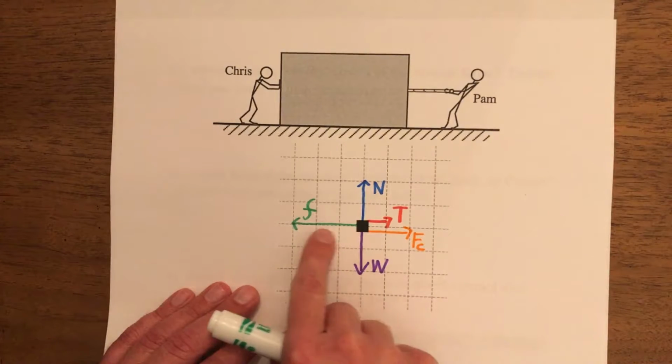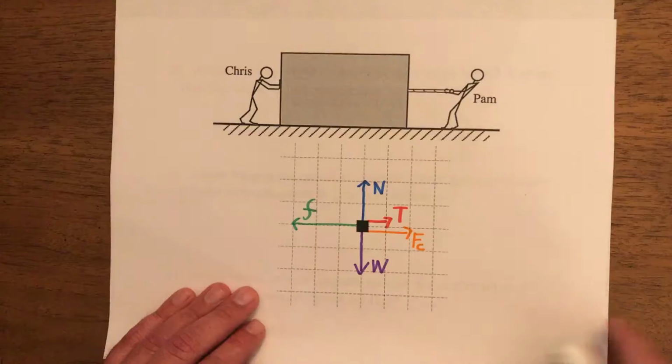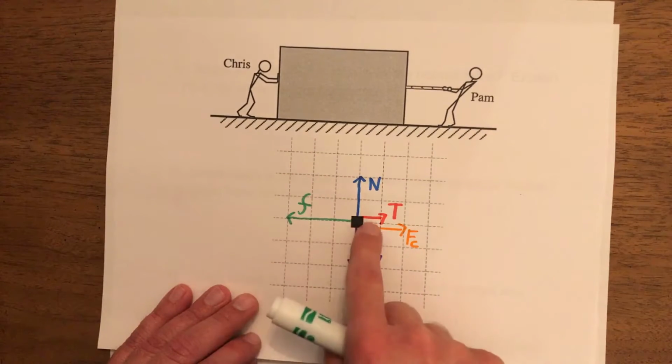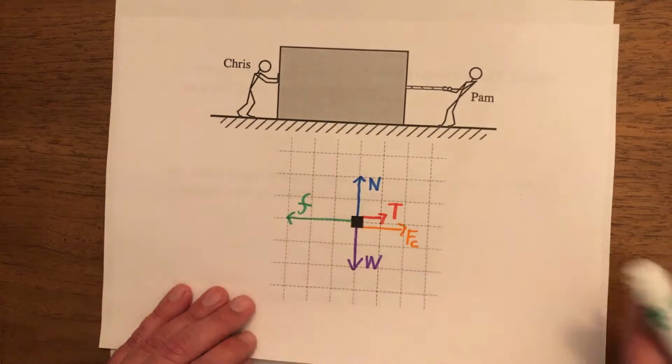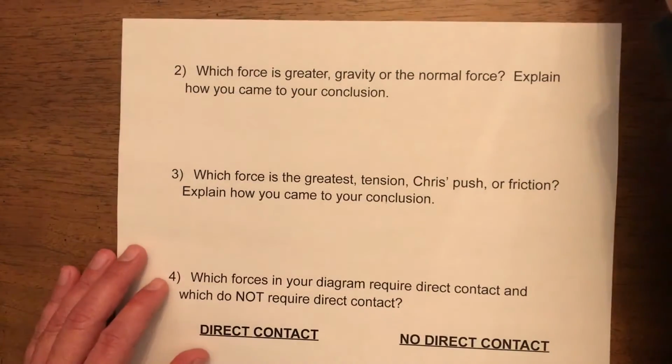So that one's got to be the longest. And I've indicated that already by drawing it 3 blocks long, and this one 1, and that one 2. And again, you might be like, how did he know to draw it 3? I made it up. I could have drawn tension 2 blocks and Chris 2 blocks and friction 4 blocks. But I know that the friction's got to equal those two together.